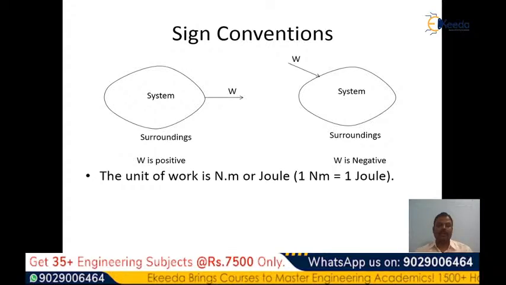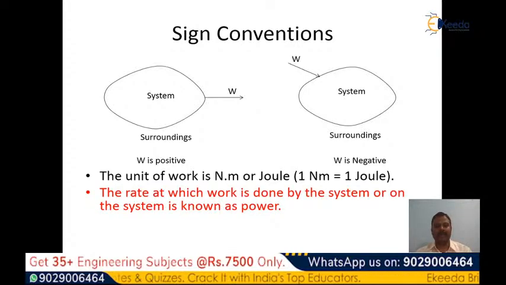The unit of work is Newton meter, and 1 Newton meter is nothing but 1 joule. 1 joule of work is said to be done when a 1 Newton force displaces the object by 1 meter. It is well known.